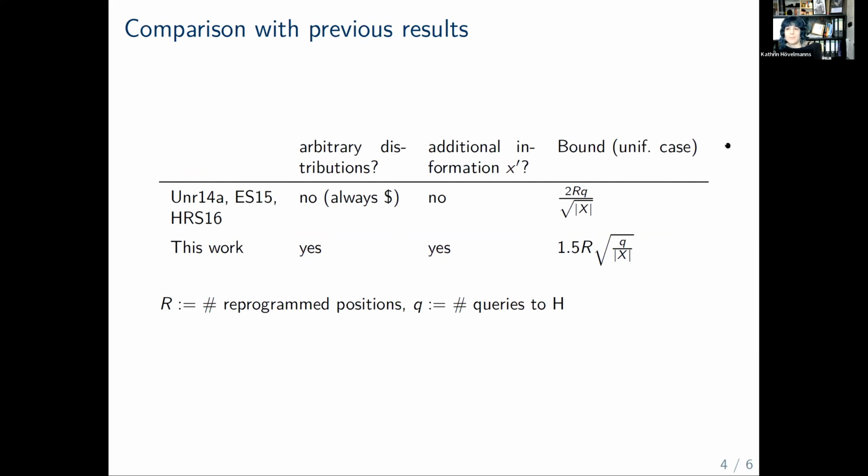To compare with previous results, none of the previous work considered any distribution that was anything else but uniform. And clearly this also means that the distributions did not offer any side information. And to compare the bounds, I just considered the uniform case to keep things pretty simple. So what we see here is that our bound improves by a small factor, and more importantly, it also improves by a factor of square root of Q.